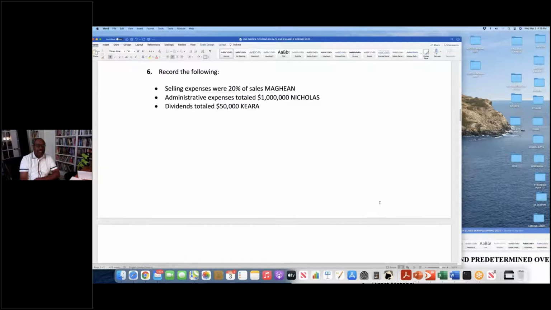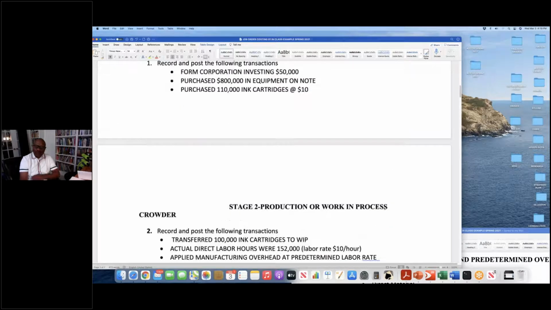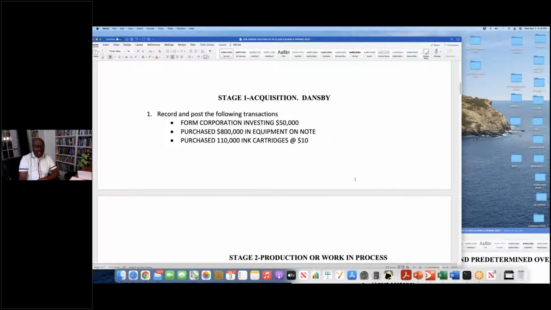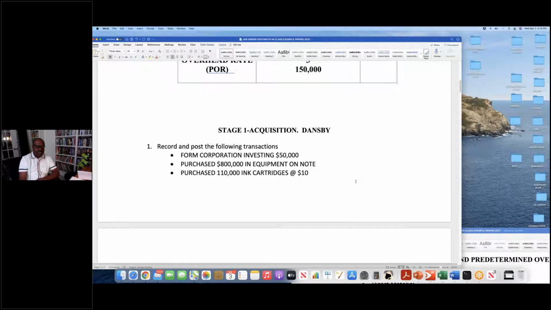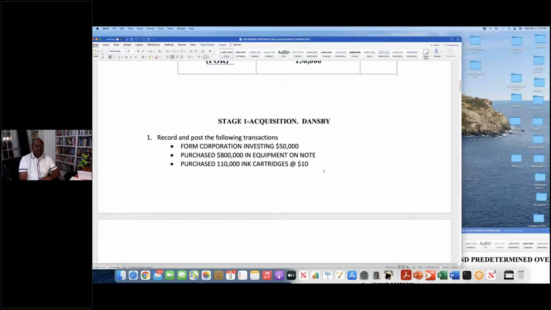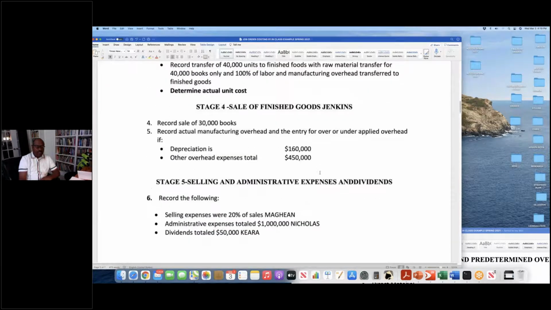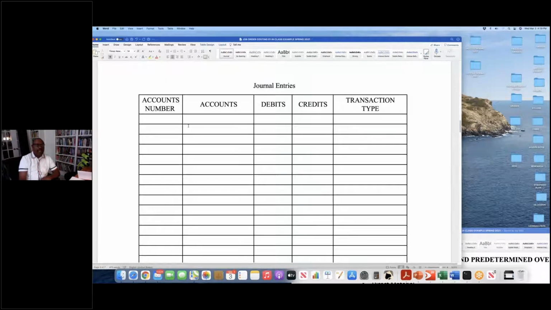Okay, so let's get ready to make these journal entries now. At some point, we got to post them to the ledger. So, Dansby, you have the first 3 journal entries, correct? Yes, sir. Okay. Does everybody see the journal entries, correct? Okay, so let's go down to my journal entry sheets here. What's the first journal entry? All right, can you scroll back up to the top?